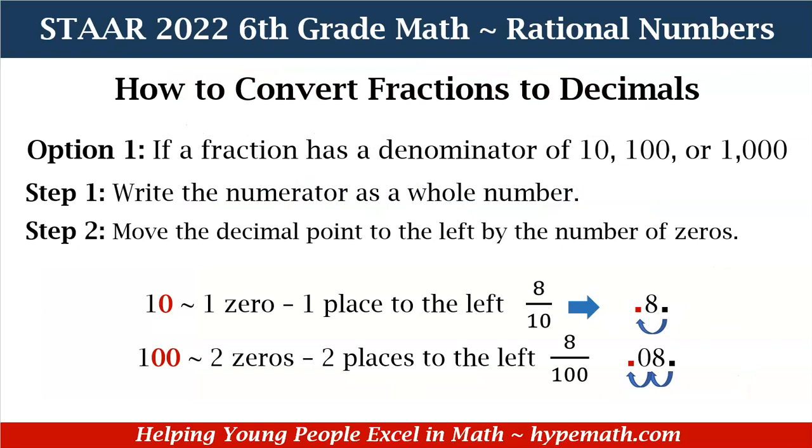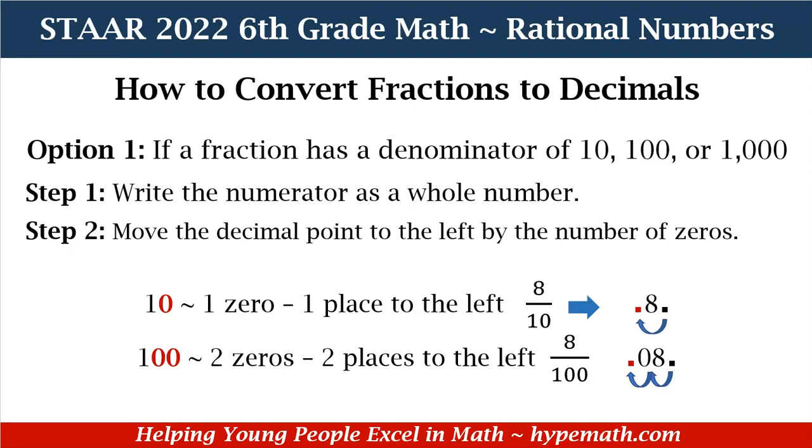Let's talk about how to convert fractions to decimals. There are 2 ways we will go over. First, if you have a fraction that has a denominator of 10, 100, or 1000, these are the steps you need to take. Step 1, write that number as a whole number, and then step 2, move the decimal point to the left by the number of zeros.